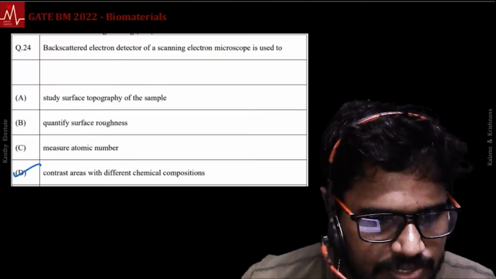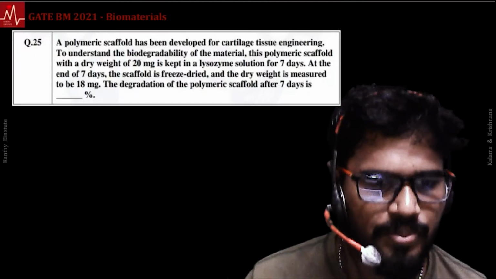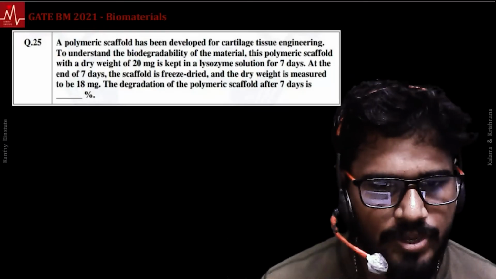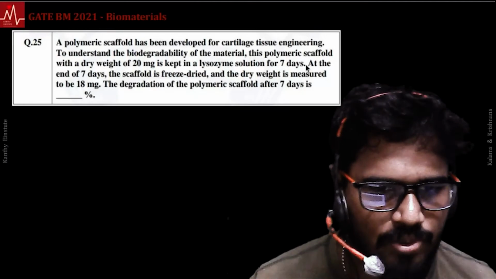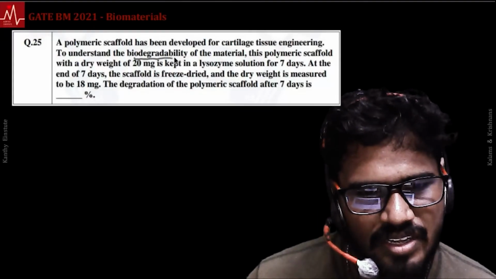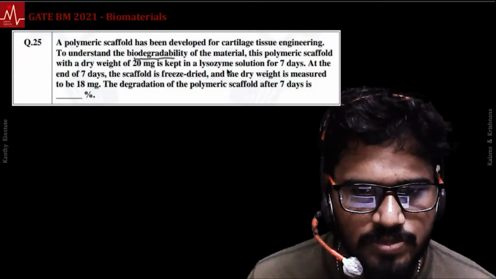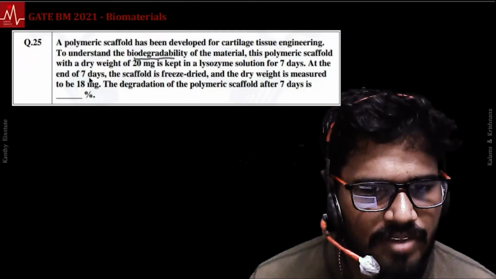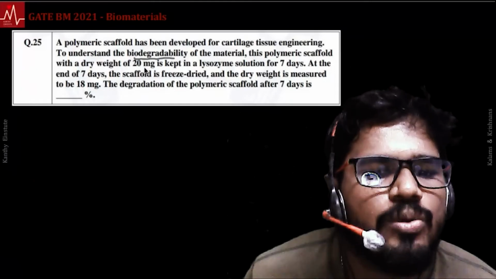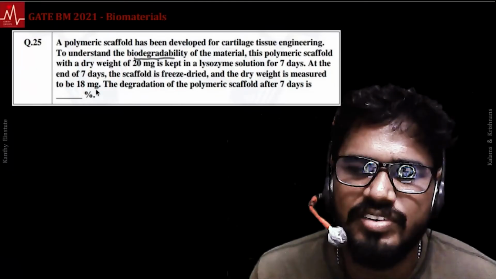So we have a few numericals. We have the stress strain curve. We also have some theory questions, but we are heading into numericals. A polymeric scaffold has been developed for cartilage tissue engineering. To understand the biodegradability of the material, notice there's a question on biodegradability. You had a scaffold with a dry weight of 20 milligram. You put it in a lysozyme solution for 7 days. At the end of 7 days, the scaffold is freeze dried. Dry weight is measured to be 18 milligram. You put in 20 milligram. What is left is 18 milligrams.